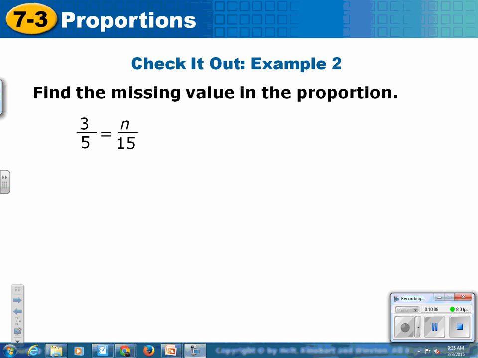Those of you struggling, please understand. Put this in your head. This will always help you write the algebraic expression. Think this times this equals this times this, and you know it's cross products. So it's 5 times n equals 3 times 15, which is 45. Now we have an algebraic expression.